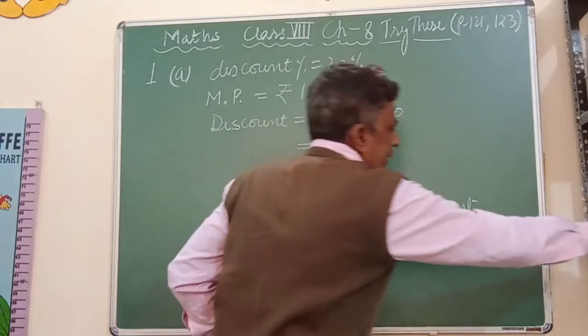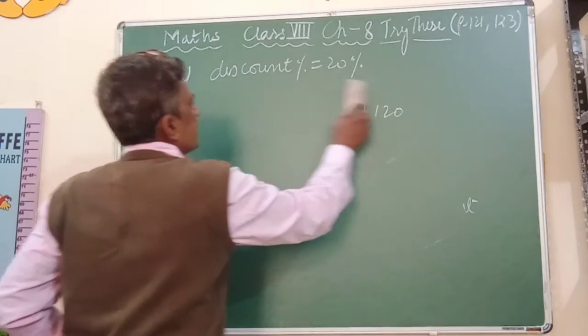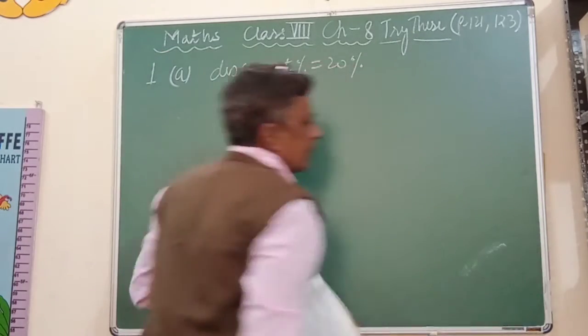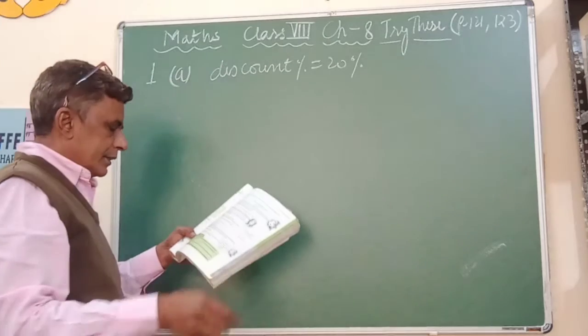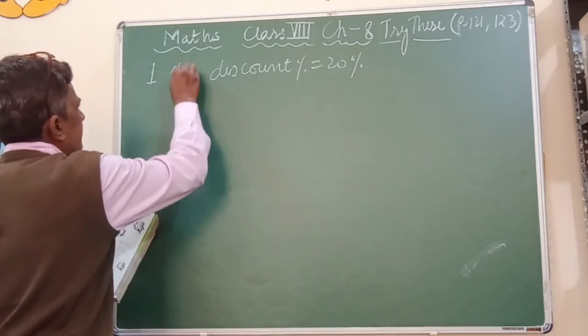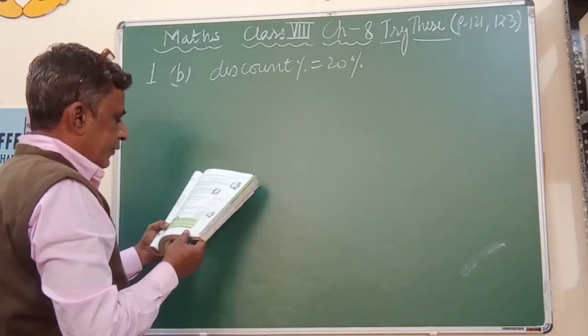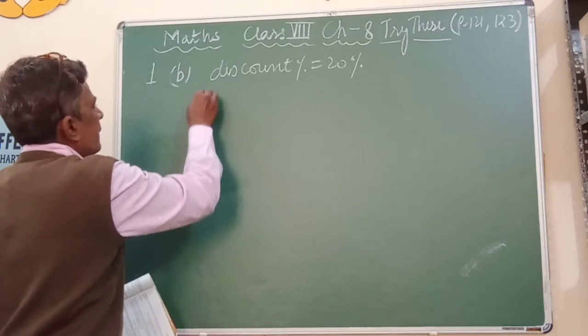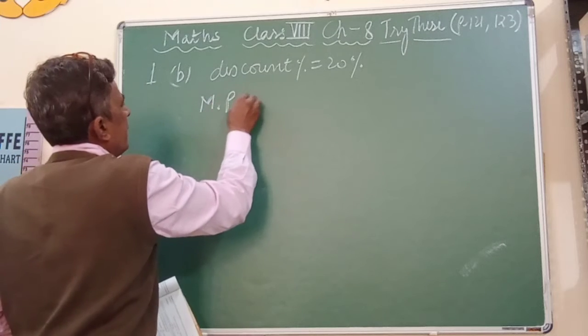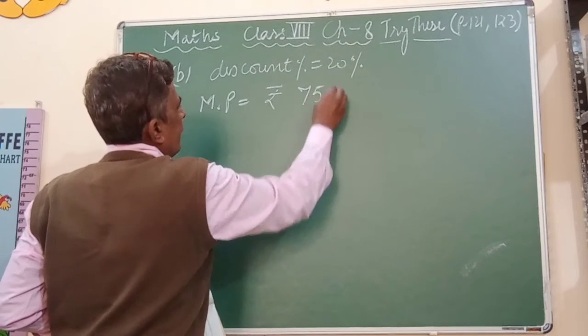Now we will try the next part of this question, B part. The discount percent is the same for all these three parts. In B part, the mark price of a pair of shoes is 750. MP is equal to rupees 750.